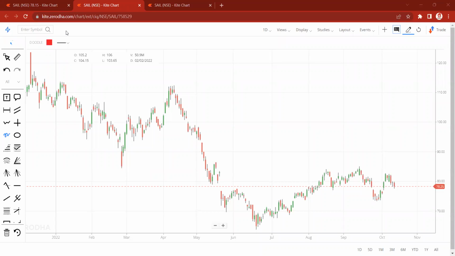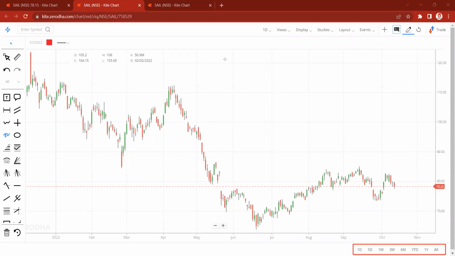Now what we need to do initially, first we have to open the graph of the share we want to buy. Right now I have my Steel Authority of India Limited share graph. Now look at the bottom here. We have the time frame of the graph. If you are trading for 1 day, go for a 1 day graph. If you are going for short term or medium term, go for a 1 month, 5 day, 3 month or 6 month graph. If you are a long term investor, go for a year graph like this.